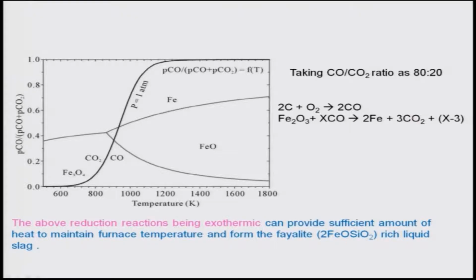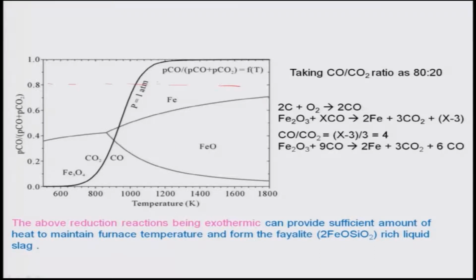Now, if you take the ratio of this carbon monoxide to carbon dioxide, 80:2, that means it is basically 4. Looking at the partial pressure of CO divided by the partial pressure of CO plus the partial pressure of carbon dioxide, you will be getting around 0.8.